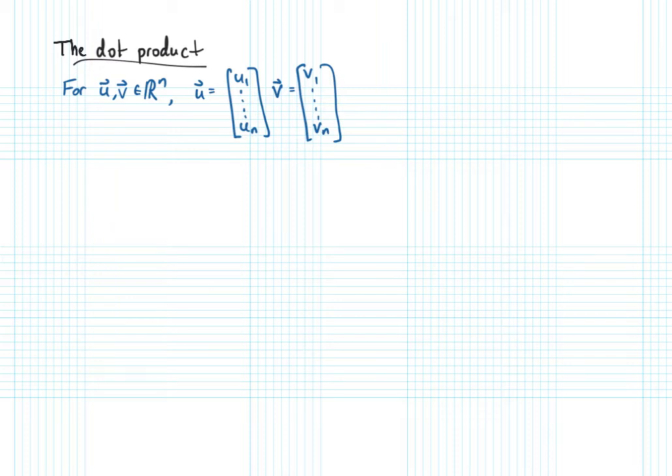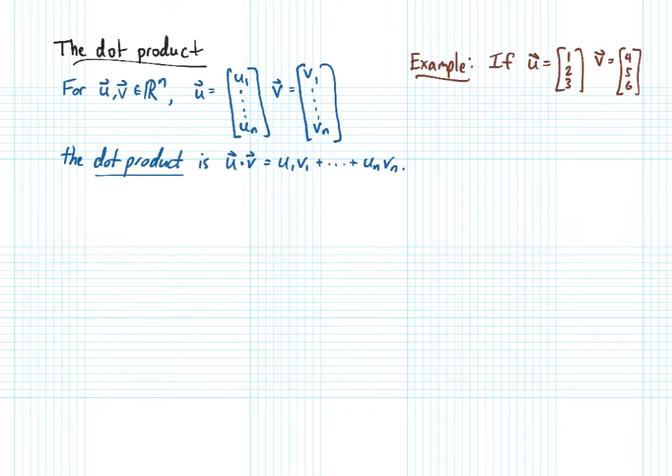If you have two vectors in Rn, u and v, then the dot product of u and v is calculated by multiplying the entries of u with the corresponding entries of v and then adding everything together. For example, if u is 1, 2, 3 and v is 4, 5, 6, then to compute u dot v you would multiply 1 times 4, and then 2 times 5, and then 3 times 6, and then add all of that up. And the result is 32.